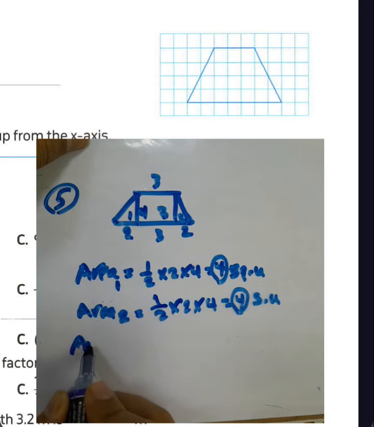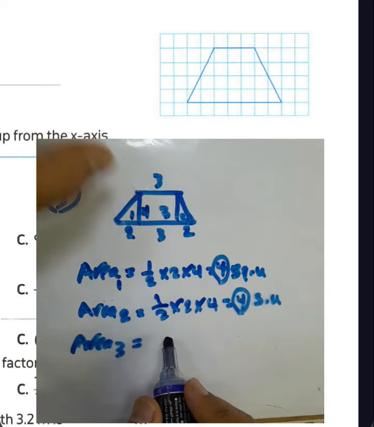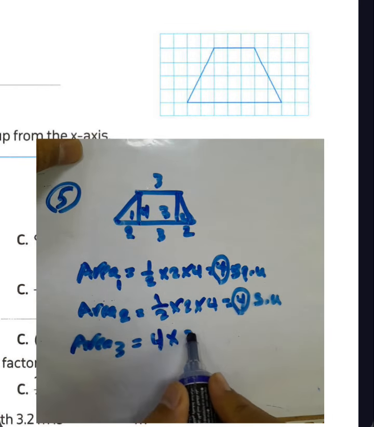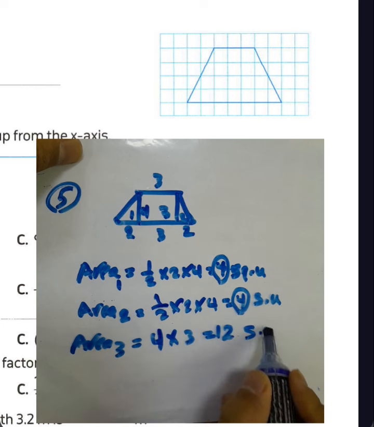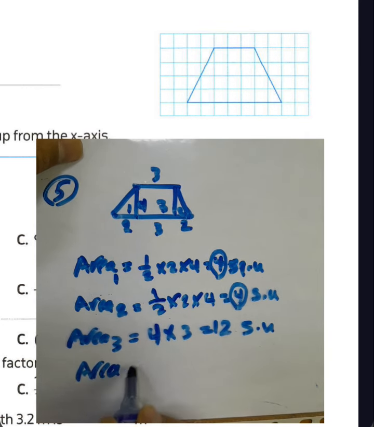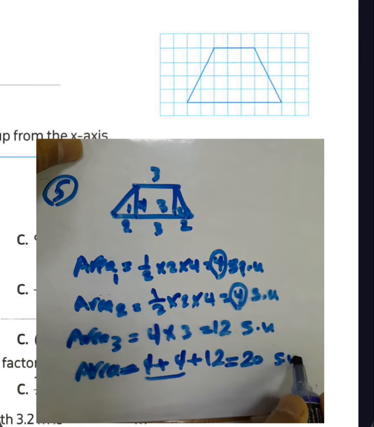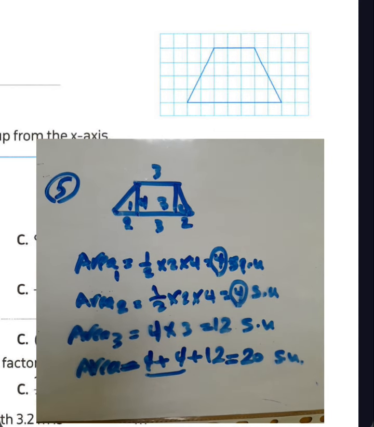Then area 3 was a rectangle: length times width, 4 times 3 equals 12 square units. Then we can find the area: write 4 plus 4 plus 12. 4 plus 4 equals 8. 8 plus 12 equals 20. 20 square units. The area of this trapezium equals 20.